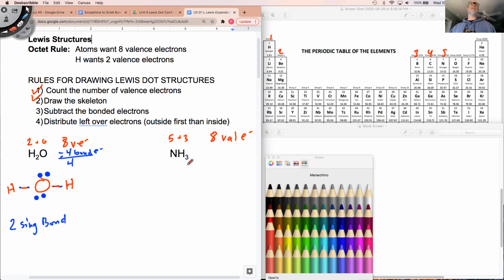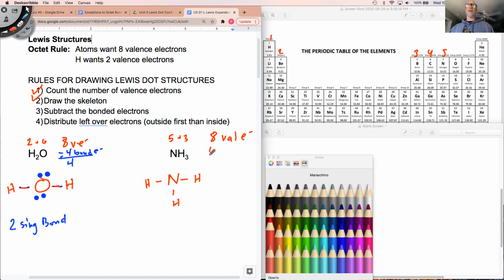Which do you think is going to go in the middle? The nitrogen or the hydrogens, which are not allowed to go in the middle? That's right, the nitrogen is going to go in the middle. So I'll draw my nitrogen, and then I'm going to bond the 3 hydrogens to it. 1, 2, 3. And now we look and we say, okay, well, I've counted the number of valence. I drew the skeleton. We get 8 electrons to use total. We've already used how many electrons in the bonds? Remember, each bond gets 2 electrons. So how many electrons have we used?